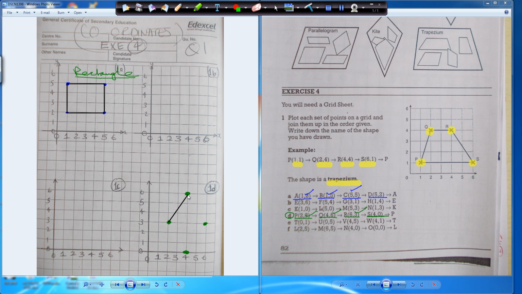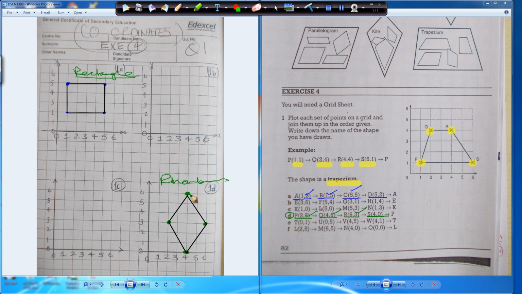Okay, that part is done. Join them up with the ruler. If you've done it, congratulations, Mubarak. Well done. Okay, so what do we say this shape is? Rhombus. Do not write the word diamond. Its nickname is diamond. Rhombus. I just call it diamond. Nickname diamond. Rhombus. Okay, so I've done questions 1A and 1D.